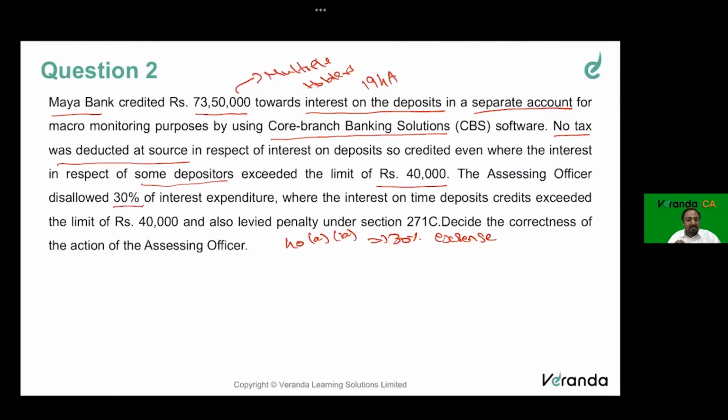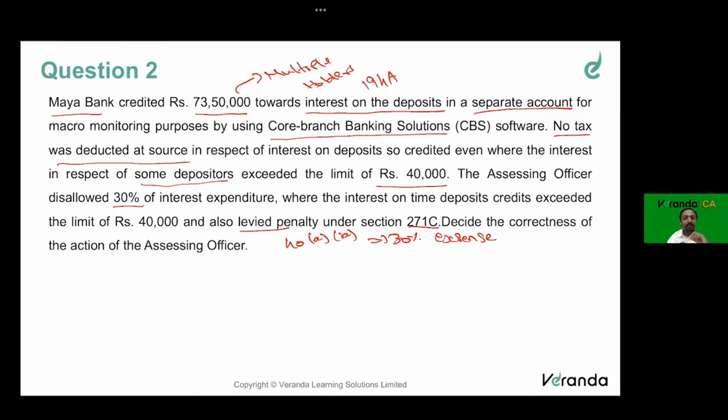So the assessing officer has said, see, you have accounted, you have credited interest to various accounts, where various depositors have interest of more than 40,000. So you should have deducted TDS. So which means I will disallow this 30% of interest expenditure and also levy penalty under section 271C. 271C is basically the older section of this 270A, which is currently in place.